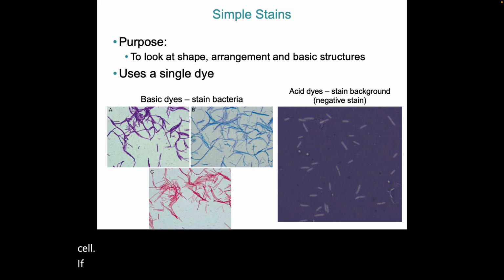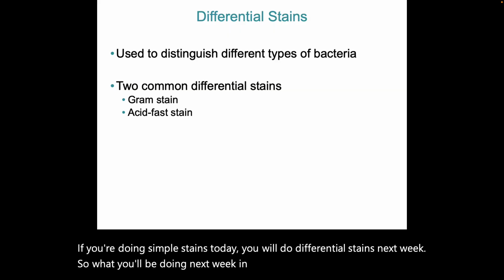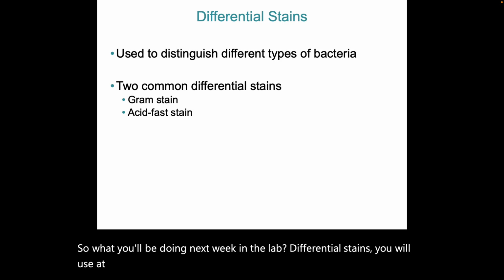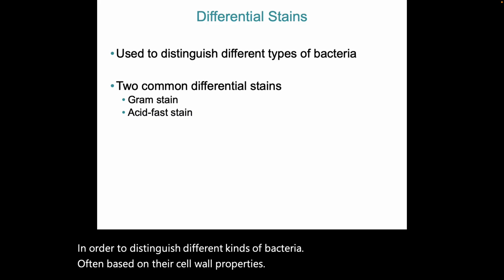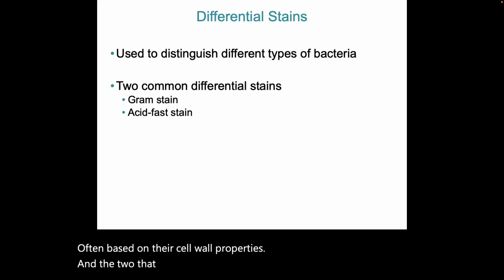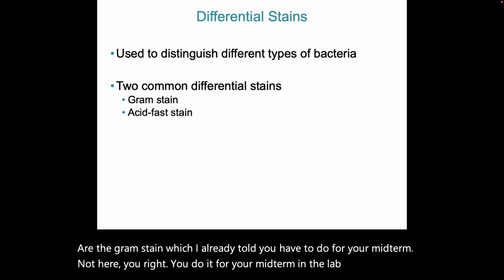If you're doing simple stains today, you will do differential stains next week. So what you'll be doing next week in the lab, differential stains. You will use at least 2 dyes in order to distinguish different kinds of bacteria, often based on their cell wall properties. And the 2 that are really common for this are the gram stain, which I already told you you have to do for your midterm. Not here, right? You do it for your midterm in the lab. And the acid fast stain.